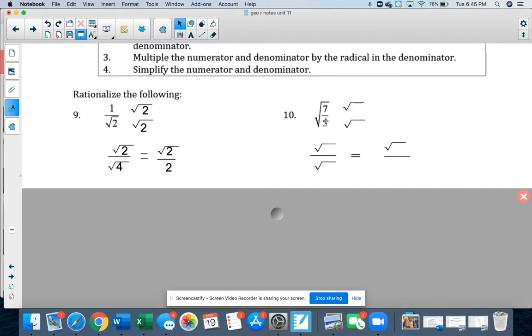All right, so I have this radical 5 in the denominator. So I'm going to multiply the numerator and the denominator by radical 5. Radical 7 times radical 5 is radical 35. Radical 5 times radical 5 is radical 25. Remember, I'm creating this perfect square because radical 25 equals 5. I no longer have a radical in the denominator. And that radical 35 will stay radical 35.